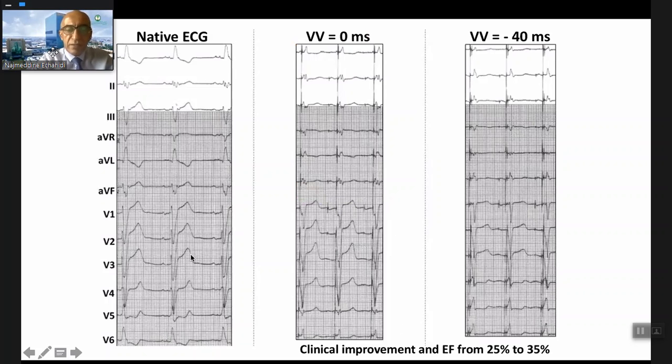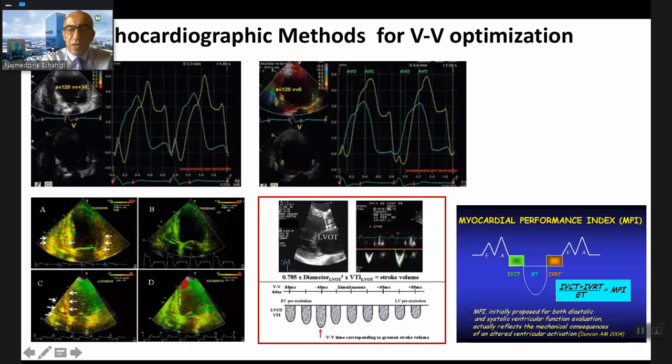This is the native QRS. They are wide. With the CRT, they are still a bit wide here. But when we were pacing both ventricles simultaneously, and when we anticipate the left ventricle, here the QRS are narrow, but it's not working in everybody. And this is why the echo specialists tried several parameters, but not only one is working well.